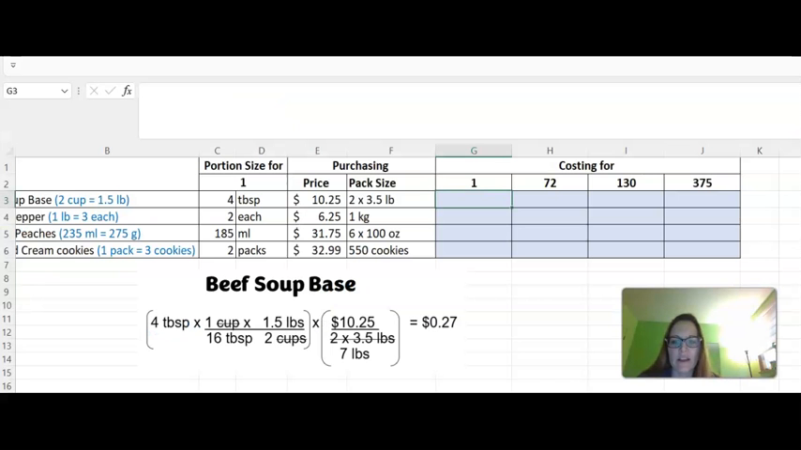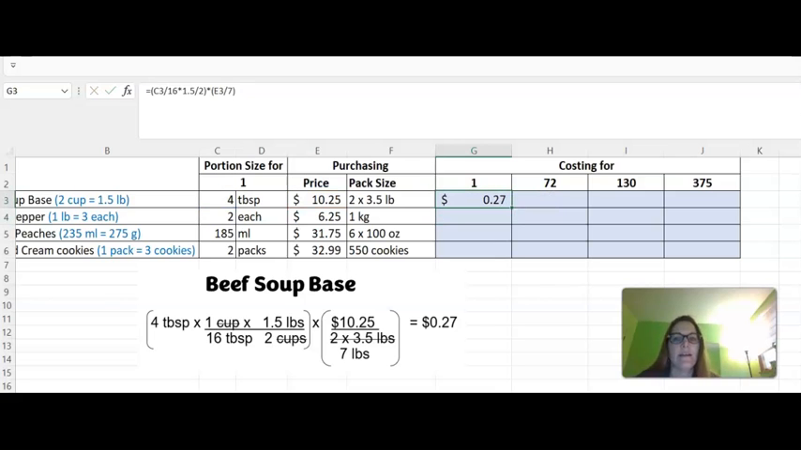Using our written calculation as reference, we're going to enter the formula into the cell. So we're going to start with the equal sign, then we're going to open bracket, and we're going to click on our 4, and then we're going to divide. We don't have a cell for 16, so we type that in manually, and then we're going to multiply by our 1.5 pounds, and then we're going to divide by our 2, and we're going to close the bracket, and then we're going to multiply by our price per unit. So we have that cell, so we click on that, and then we're going to divide by 7, and then we're going to close the bracket, and then we're going to press enter.